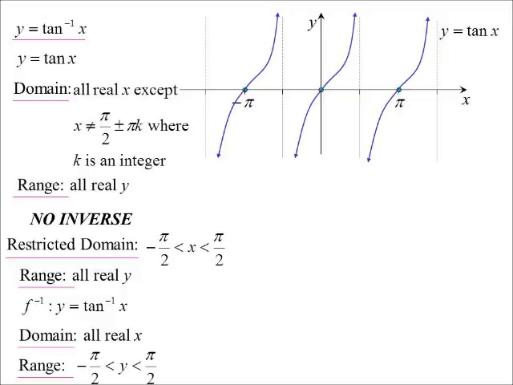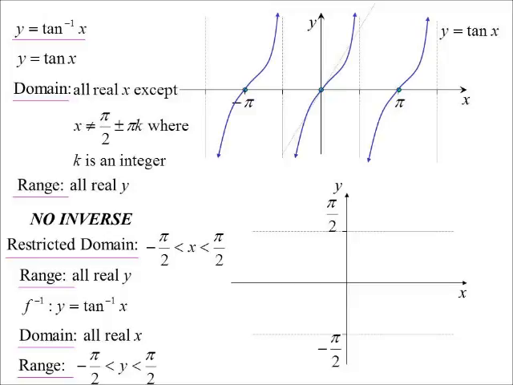So what will it look like when we do our reflection? Let's draw in minus pi on 2. There we go. It's a piece of the tan curve, but now the tan curve's on its side. So y equals inverse tan x.